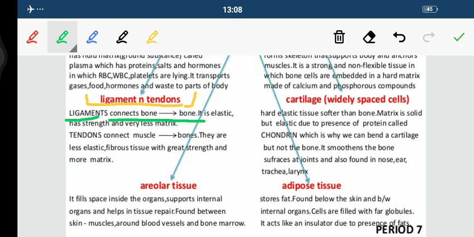Now talking about the tendon, it connects muscle to bone. They are less elastic, fibrous tissue with great strength and more matrix. So we can say it is totally opposite of ligament.